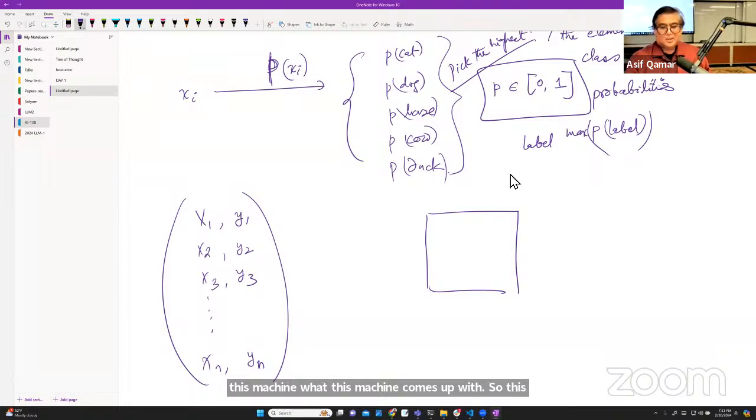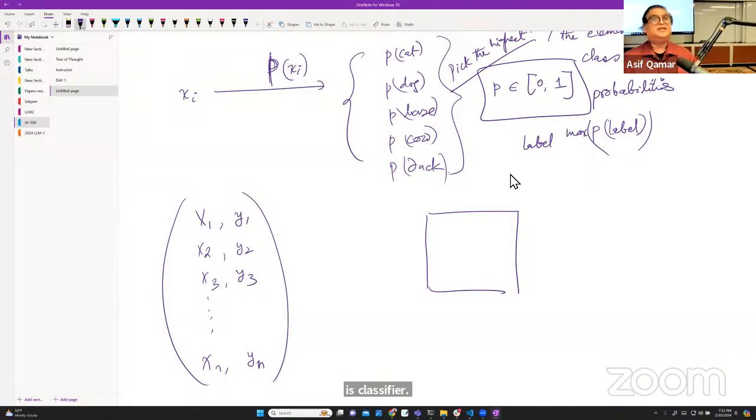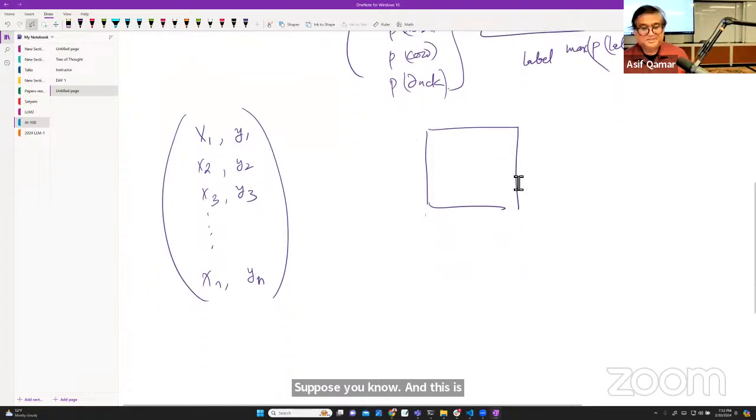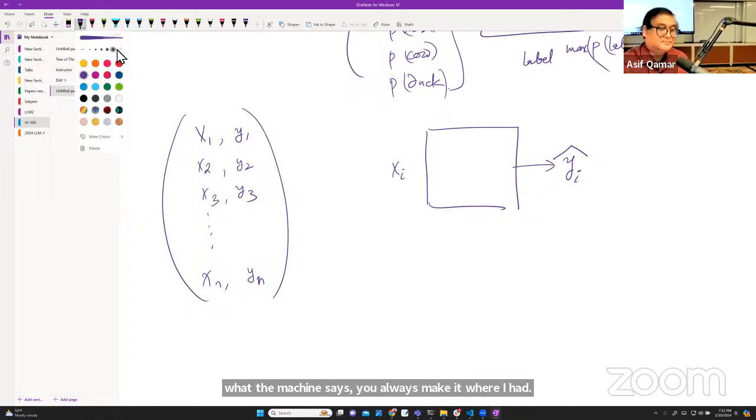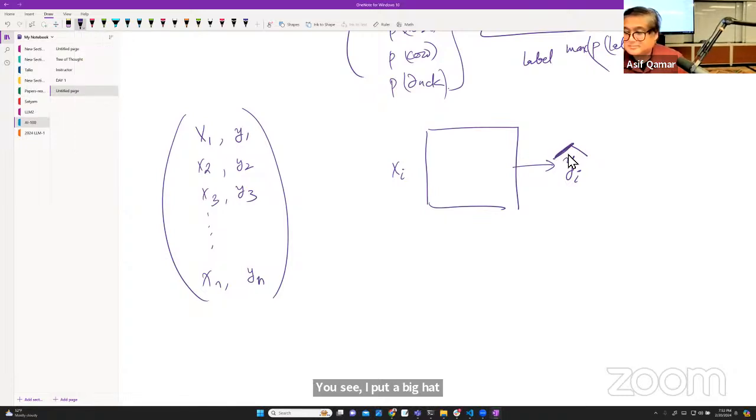Now, do you notice that to train this machine, the trick is you ask it, how likely is it? Suppose you know that, and this is something interesting I'll mention. Suppose you know that this person did default. And what the machine says when you give it an input, let's say xi, you always make it wear a hat. Do you see? I put a big hat here. Let me make it even bolder. Guys, do you see that hat?